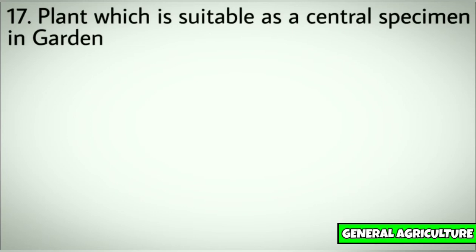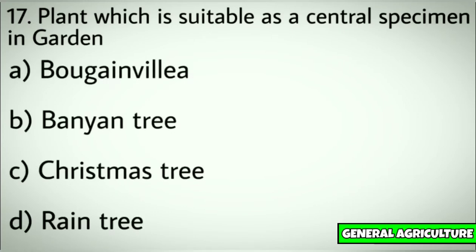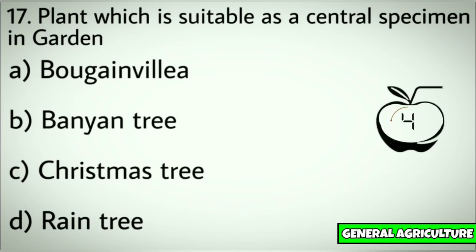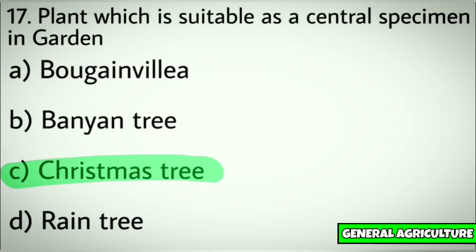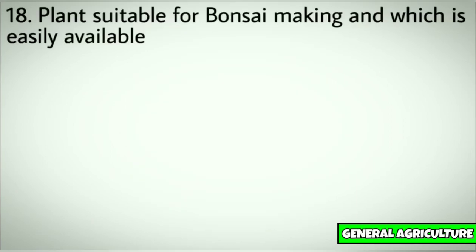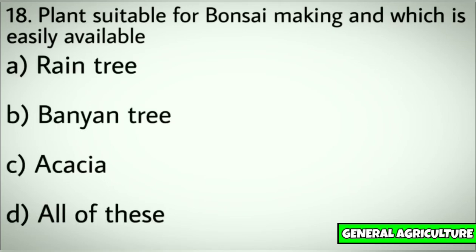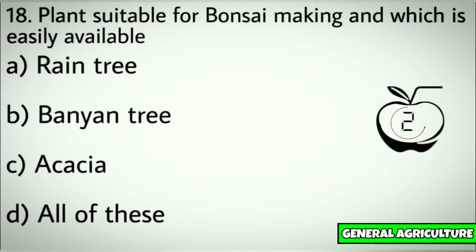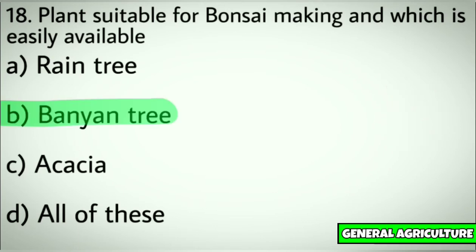Question number 17. Plant which is suitable as a central specimen in garden. Options: A. Bougainvillea, B. Banyan tree, C. Christmas tree, D. Rain tree. Correct answer: C. Christmas tree. Question number 18. Plant suitable for bonsai making and which is easily available in. Options: A. Rain tree, B. Banyan tree, C. Acacia, D. All of these. Correct answer: B. Banyan tree.